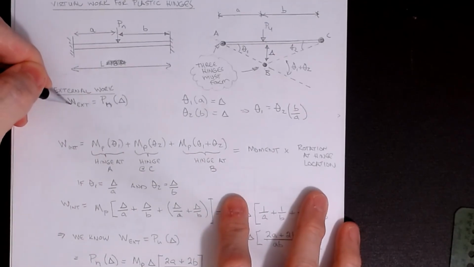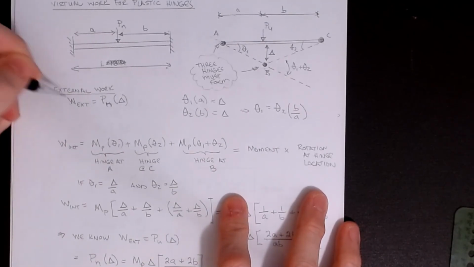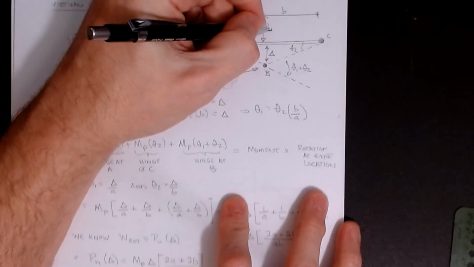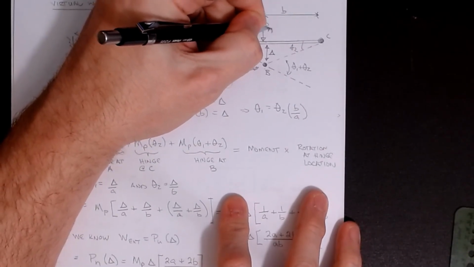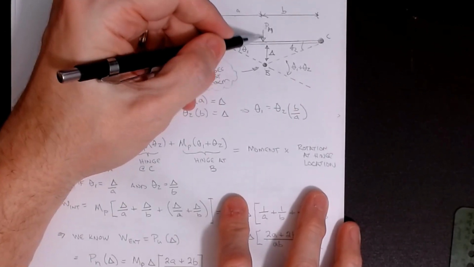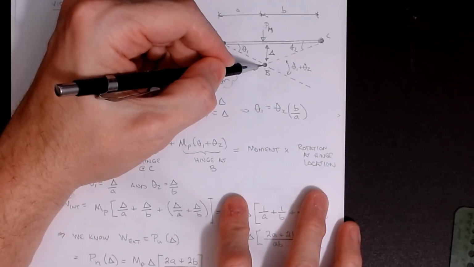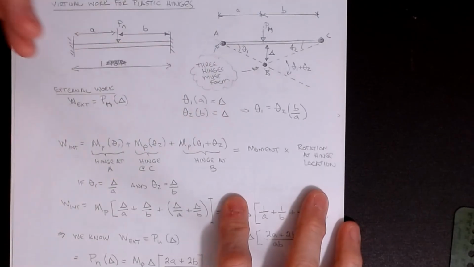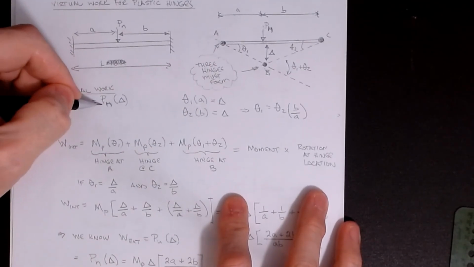The external work that's done on this beam occurs by the load that's applied, which we're calling Pn. It looks like a Pu, but it's a Pn. It's multiplied by the distance that it will move through during the failure mechanism, a distance that we call delta. So this is Pn times delta.